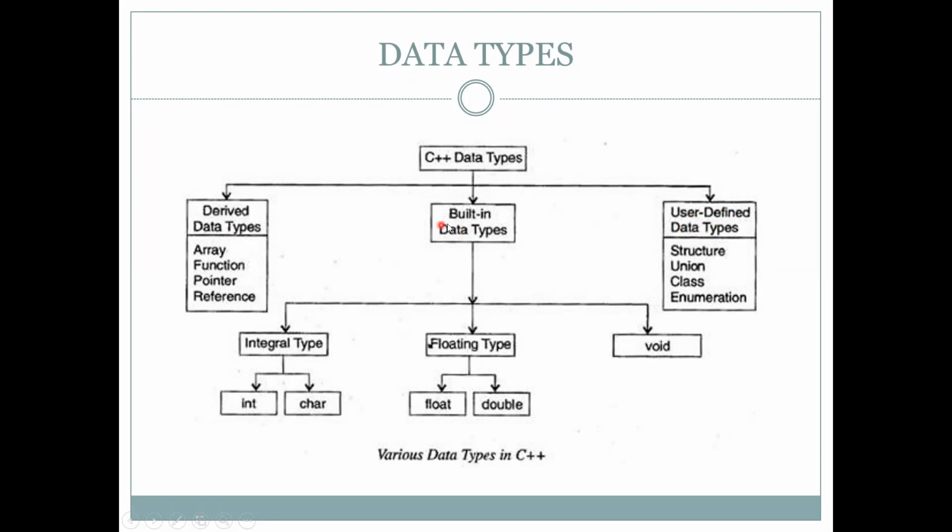Okay. So the built-in data type is again divided into three subtypes: integer, float, and void. In the integral type, first is int and char, and under the floating type, it is float and double, and void means nothing. Okay. So let me give you one example for each.